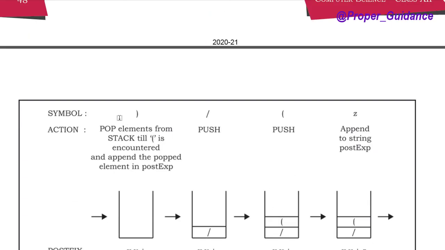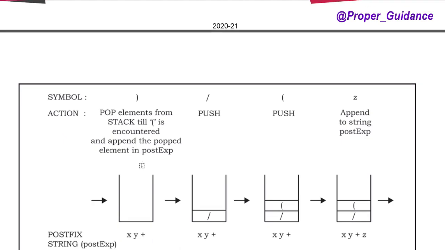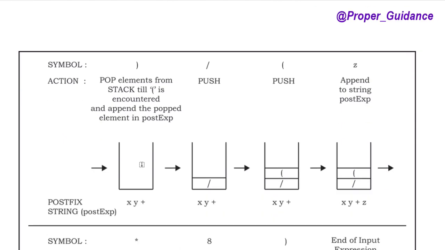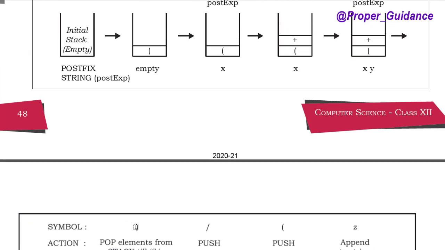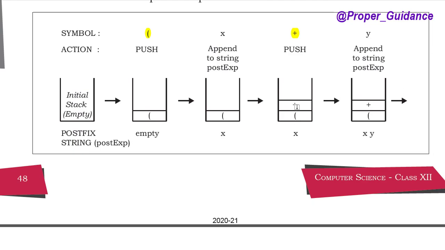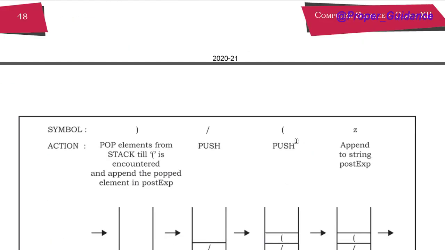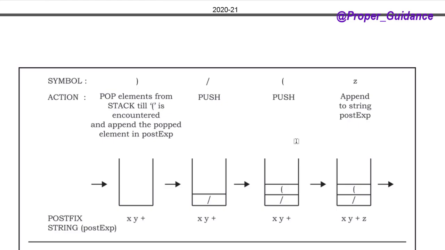Now see, this symbol is the right parenthesis, and when we see the right parenthesis, if you notice the algorithm above properly, we have to pop the elements. So pop elements from the stack till the left parenthesis is encountered. So we have to pop it out. Popped this plus and this parenthesis, and what will we get?